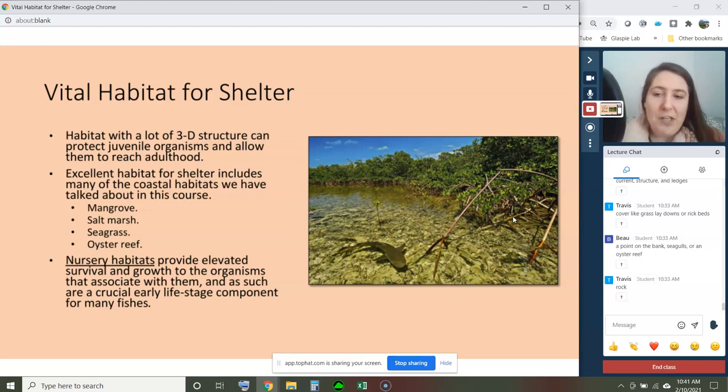Excellent habitat for shelter includes many of the coastal habitats we've talked about so far, including mangrove, salt marsh, seagrass, and oyster reef. And these are considered nursery habitats because they provide elevated survival and growth to the organisms that associate with them. And they are a crucial early life stage component for many fishes. So this is where the young fish are growing up, a relatively safe place for them to grow up. And that would be a nursery habitat.